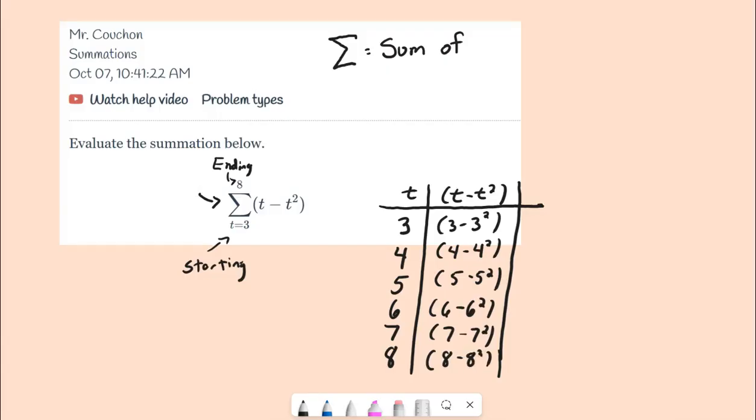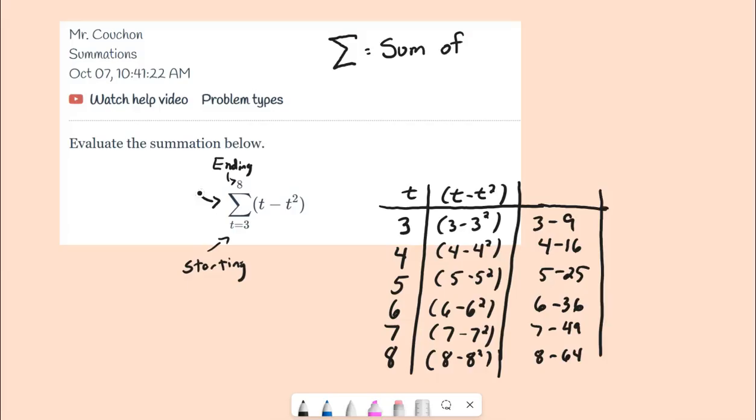I'm going to use this column here to rewrite this. So this will be 3 minus 9, 4 minus 16, 5 minus 25, 6 minus 36, 7 minus 49, and 8 minus 64. All right, so now what are these sums here? We've got 3 minus 9, that's negative 6. Negative 12, negative 20, negative 30, negative 42, and negative 56.